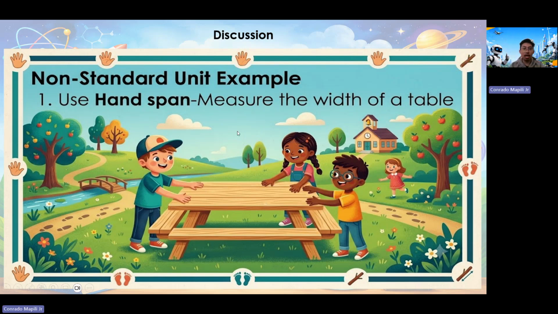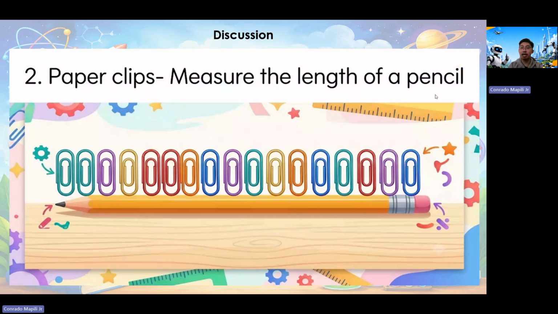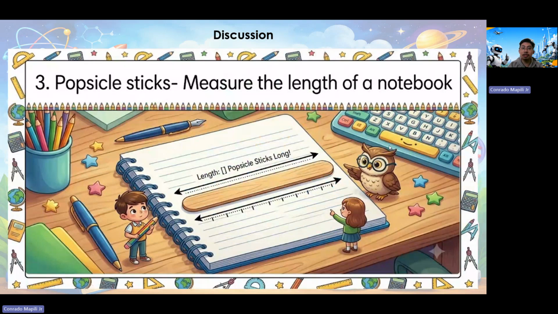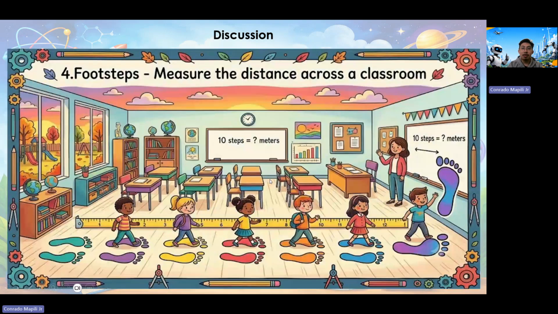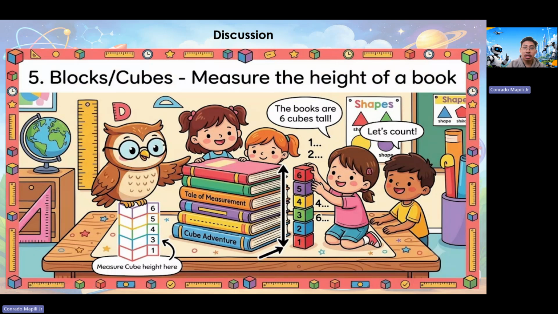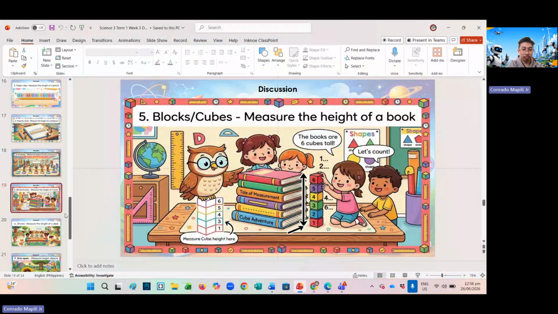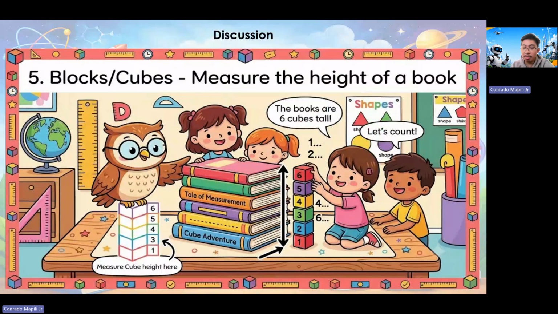Okay, so next we have paper clips. Paper clips measure the length of a pencil. Third, popsicle sticks. We use popsicle sticks to measure the length of a notebook. Next, footsteps. We measure the distance across the classroom using our footsteps. Next, we have blocks or cubes. We measure the height of a book using blocks or cubes.